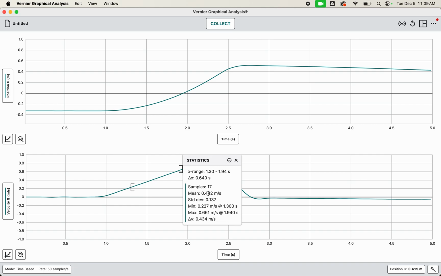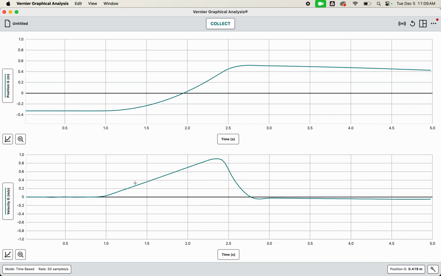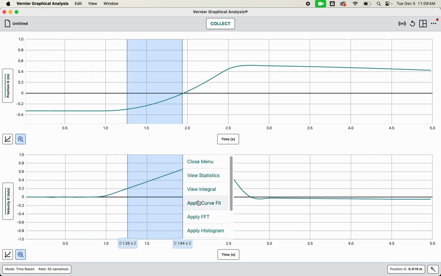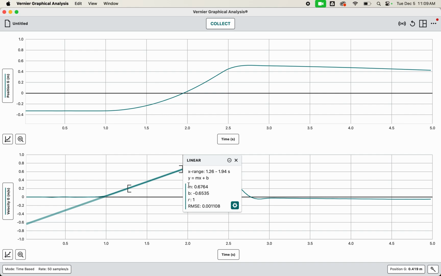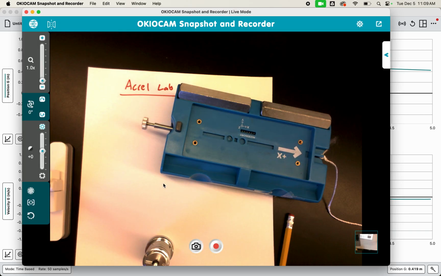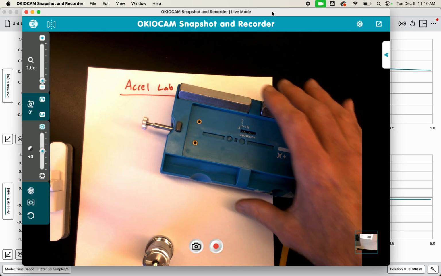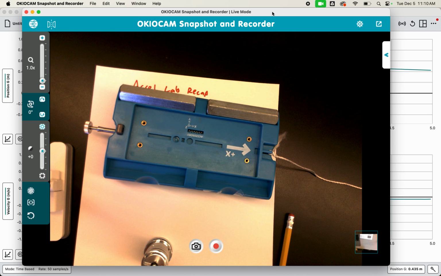lab for friction. So once again, what we needed to do was click, drag, highlight, and then apply a curve fit, and then do a linear fit, and then look at what the slope is. And the slope of this velocity graph tells you acceleration. So I'm wondering if some folks didn't quite do that. So let's see, getting back over to this one. Okay, so on this acceleration lab, that's what we really needed to do there.